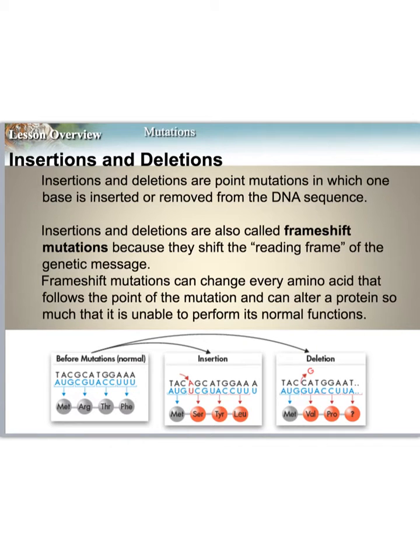Insertions and deletions are point mutations in which one base is inserted or removed from the DNA sequence. Insertions and deletions are also called frame shift mutations because they shift the reading frame of the genetic message. Frame shift mutations can change every amino acid that follows the point of the mutation and can alter a protein so much that it is unable to perform its normal function.